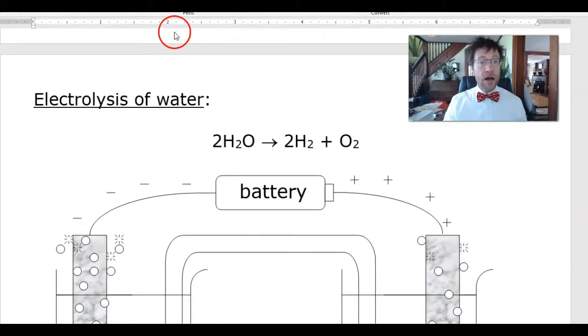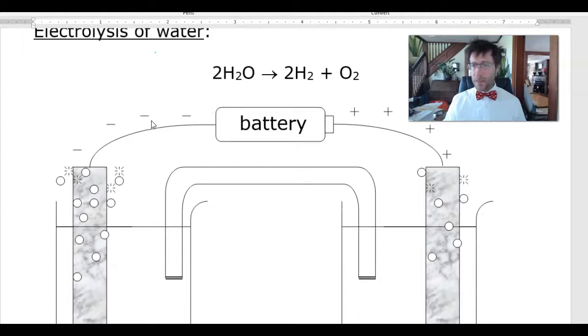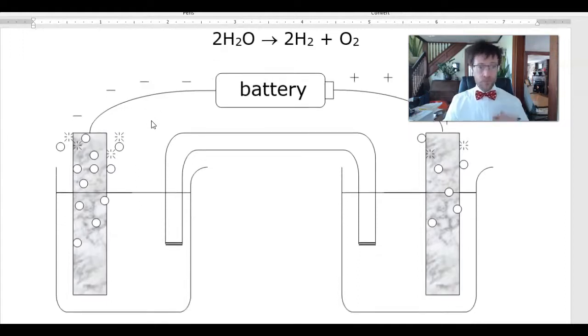Last thing I want to talk to you about is the electrolysis of water. This is a relatively important thing, mostly because it's water, and everything about water is really, really important. So here's how we split water into its elemental forms.